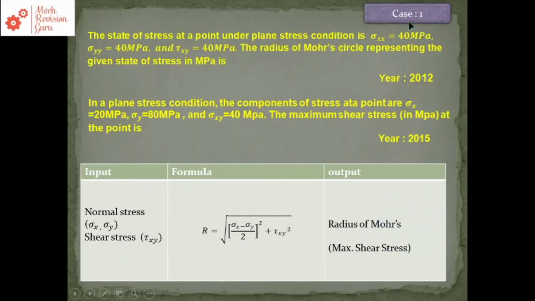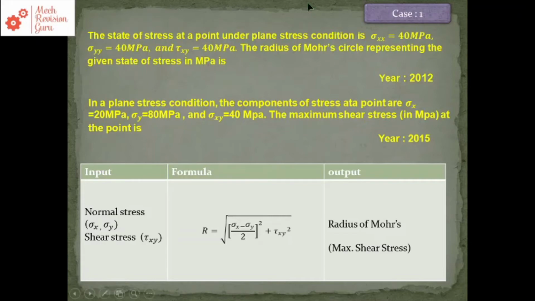In case 1, the state of stress at a point under plane stress condition is given: sigma x, sigma y and tau xy. These 3 inputs are given. The output is the radius of Mohr's circle. In the second problem, they gave 3 inputs, and the output is the maximum shear stress. The difference between these two problems is that the first asks for the radius of Mohr's circle and the second asks for the maximum shear stress. The radius of the Mohr's circle is nothing but the maximum shear stress.